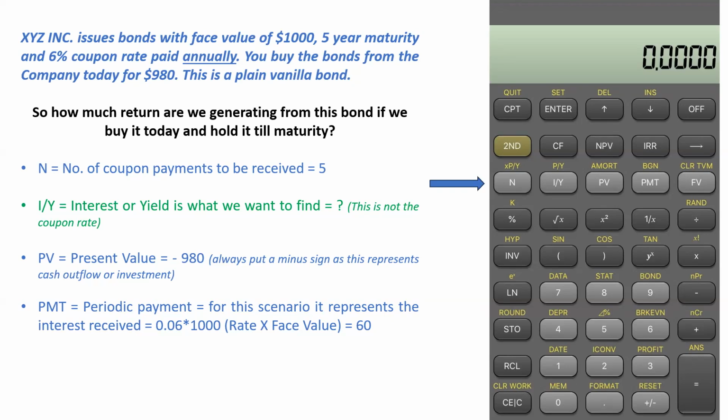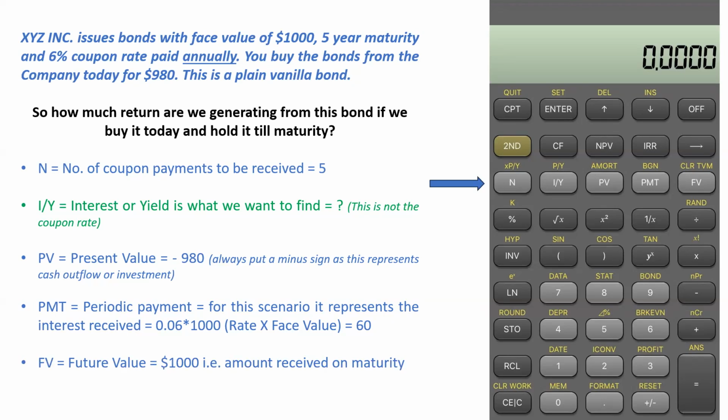Next is the PMT. It is the periodic payment. In our particular scenario, it represents the interest that you are going to receive every year. So it is 6% multiplied by the face value 1000, which is 60. So your PMT is going to be 60.